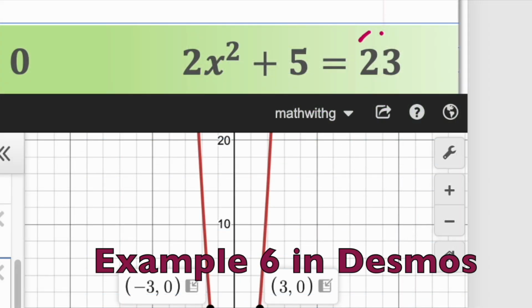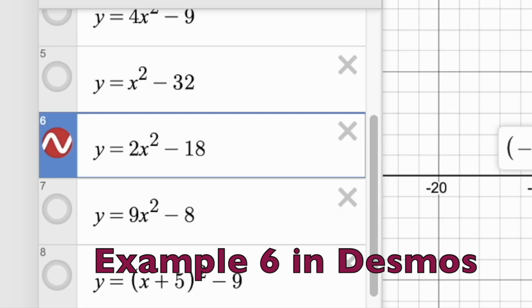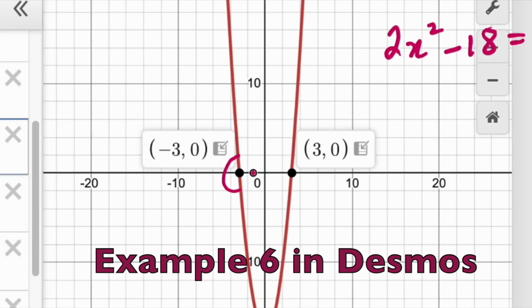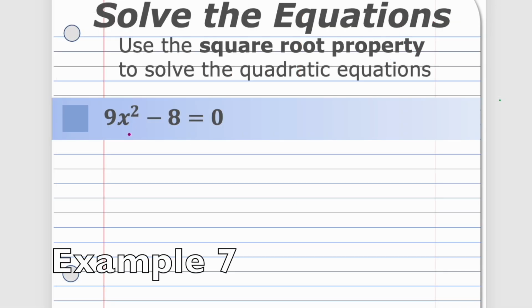For this one, we'll subtract 23 both sides, and we get 2x squared minus 18 is equal to 0. We'll put a y in there, graph it. We get negative 3 and 3 as our solutions, x-intercepts. Let's see what happens with this one.